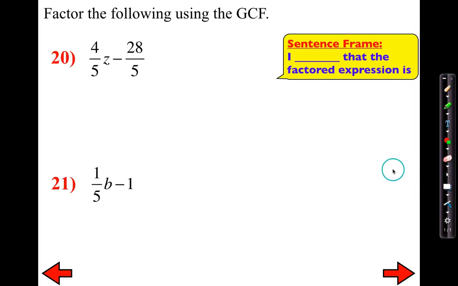Moving on. At this point, what I'd like you to do is pause the video and try numbers 20 and 21 by yourself.